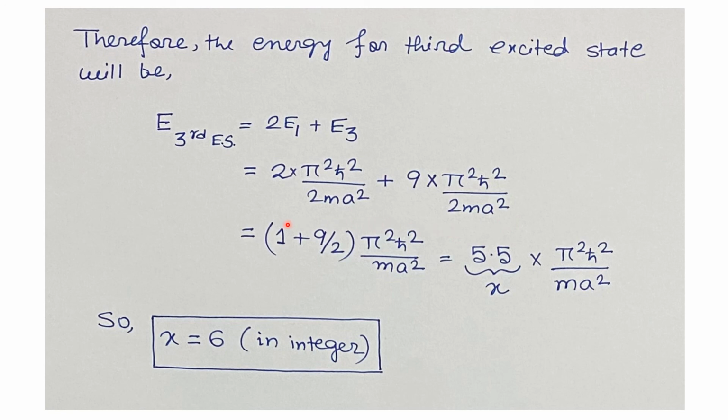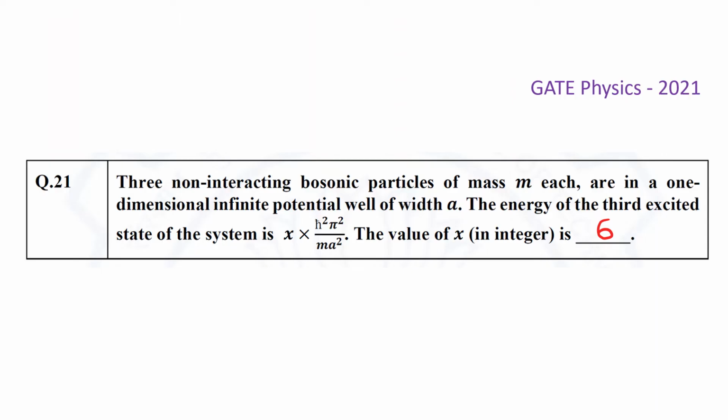If we add this, it will be (1 plus 9) by 2 multiplied with π² ħ² by m a². After adding this, we get 5 multiplied with π² ħ² by m a². So this 5 is your x. But we have to write x in the integer form. So your x value will be 5 in the integer form. So for this numerical answer type question, the final answer is 5.